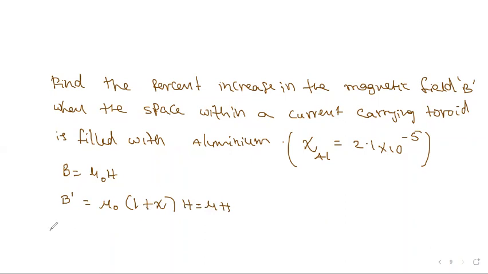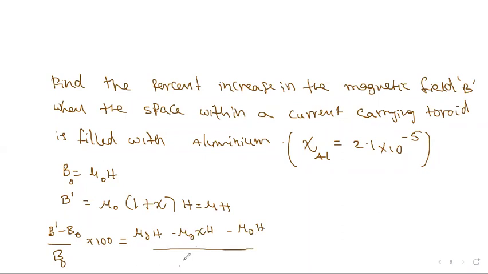But here the percentage increase they are asking. That means final value minus initial value, by initial value, into 100. That is the percentage increase. So take here the difference of these two: mu naught into 1 into H, minus mu naught into chi into H, minus the initial value, mu naught H, by again the initial value mu naught H, into 100.